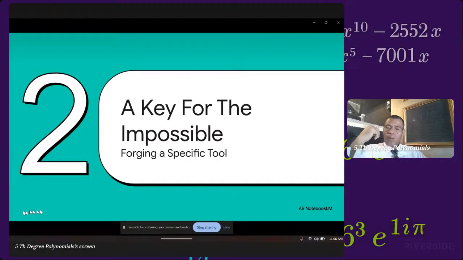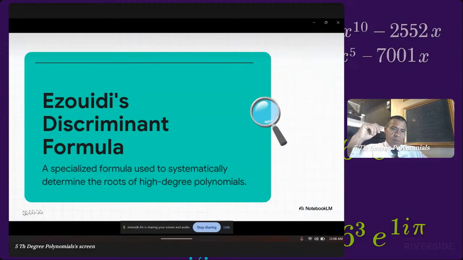Instead, you forge a very, very specific one for one specific lock. And this is our key. It's a specialized formula developed by Murad Sultan Ezouidi. Now, a discriminant is a really clever idea. It gives you critical information about an equation's answers without you having to actually find the answers first.